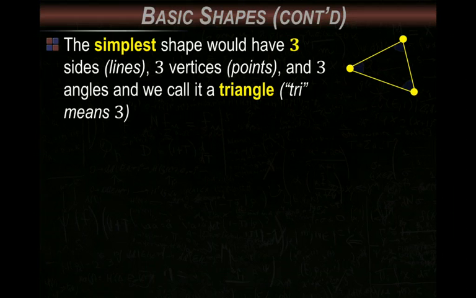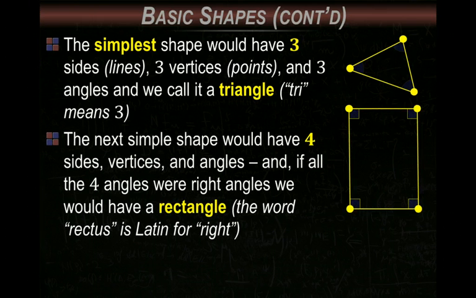So the simplest shape would be 3 points or 3 vertices, 3 sides or 3 lines, and 3 angles. The word 3 means tri, which is why this thing is called a triangle. Then we move up to 4 points, 4 vertices, 4 sides, 4 lines, and 4 angles. If those 4 angles are all right angles, we have what's called a rectangle. Rectus is Latin for right, which is why it's called a rectangle.